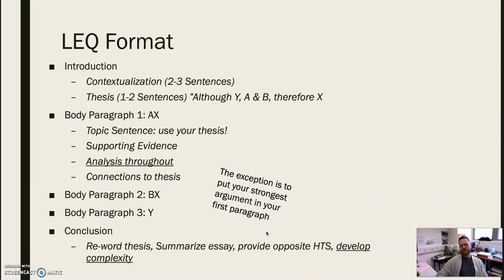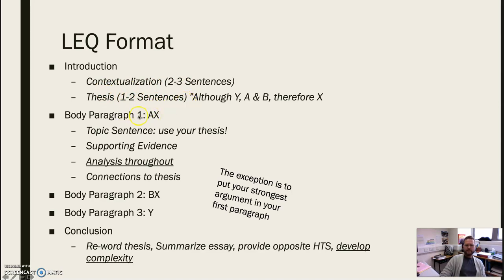So, introduction, right? When you're writing the LEQ, here's the format you're going to take. You're going to have your introduction, then you're going to have your contextualization, 2 to 3 sentences. Again, it's your opening, if you guys remember, like previously. That's what your contextualization is. Then you're going to have your thesis, which is 1 to 2 sentences.